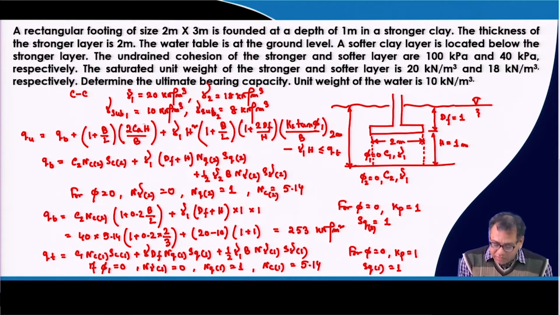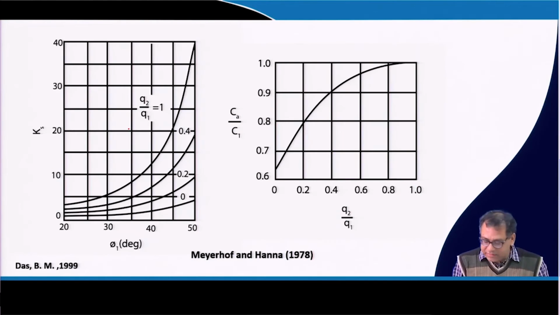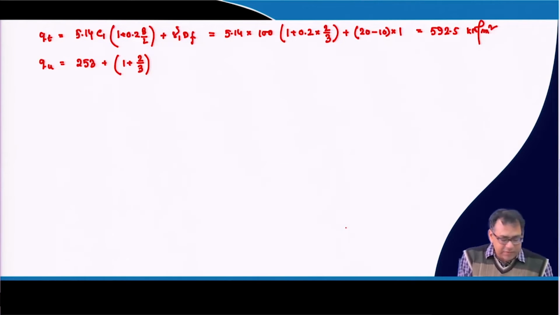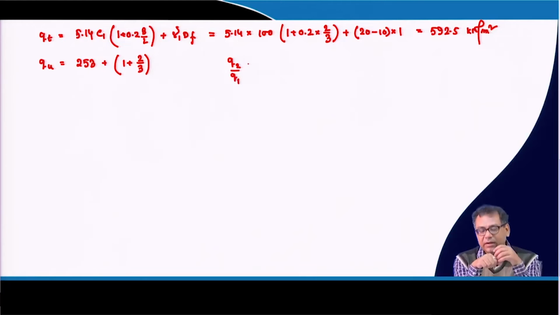Okay. So, you have to calculate the Ca. For Ca calculation, we should know Q2 by Q1. Okay. Now, what is Q2 by Q1? As it is mentioned, Q2 by Q1 is when the foundation is a strip footing resting on a soil at the surface. Okay. So, now, and for individual layers.